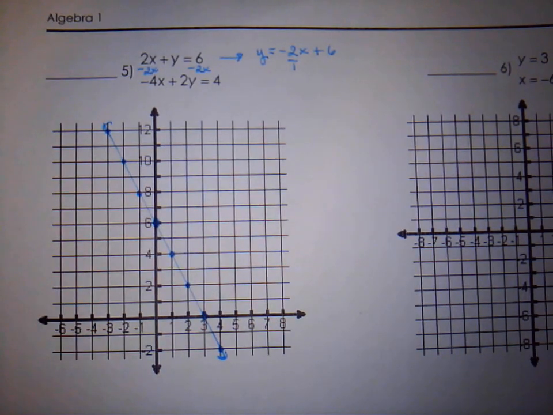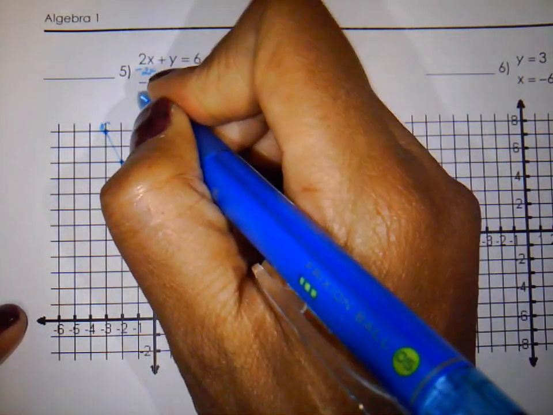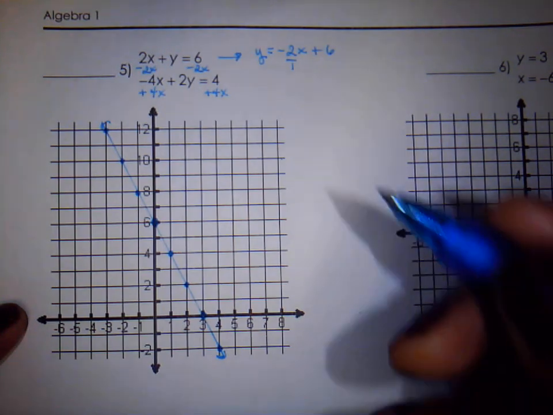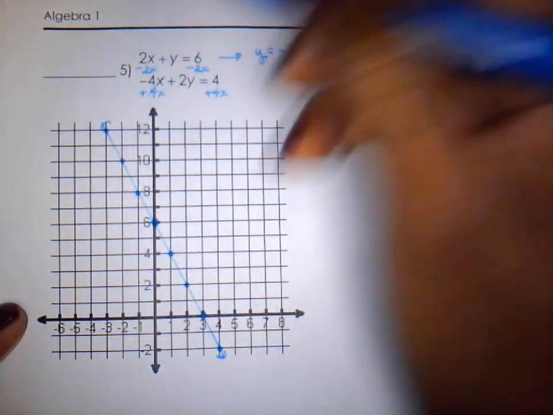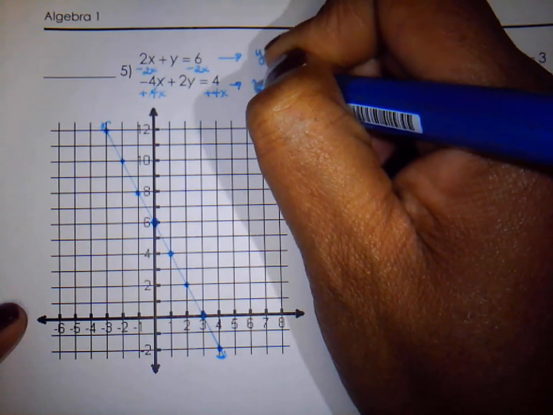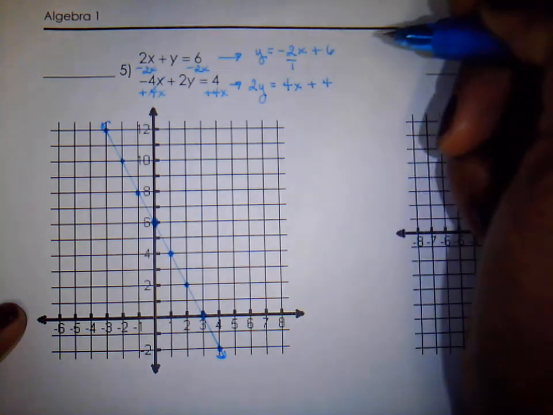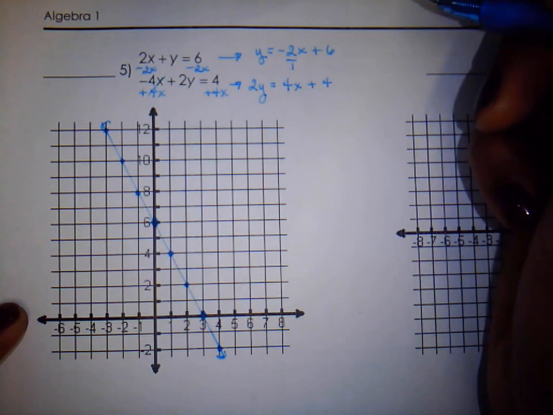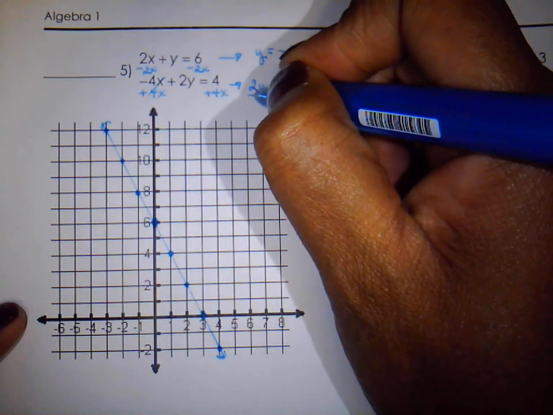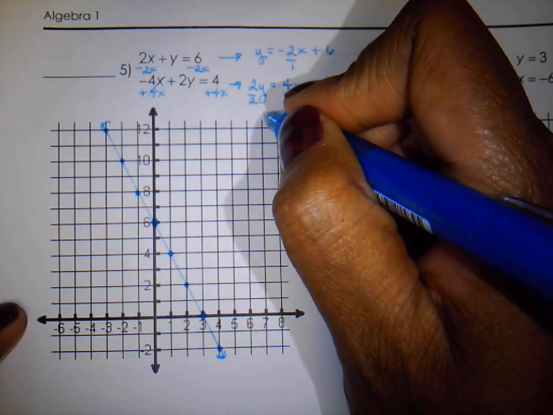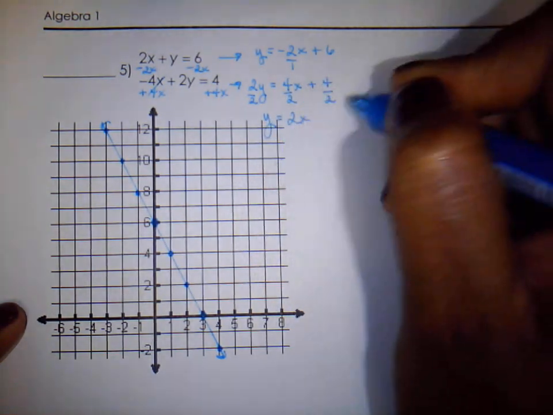What do I have to do for the second equation, folks? Say it. Solve for y. So I'm going to add 4x to both sides. We do have to get y by itself. So that cancels out. And now I have 2y equals 4x plus 4, right? Now what do I need to do? Divide everything by 2, right? And so my final equation is going to be y equals 2x plus 2.